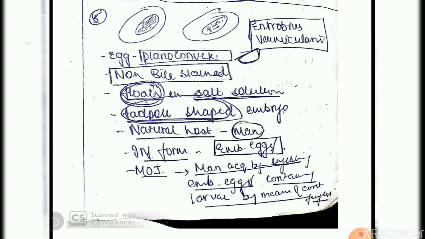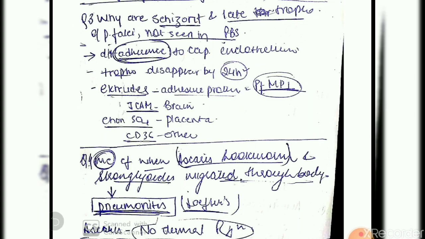After this, a microscopic picture which is giving you a plano-convex image, definitely the diagnosis is Enterobius vermicularis. It is non-bile stained, it floats on salt solution, and the infective form is embryonated eggs. The next question we have is why in falciparum you do not see the schizonts in the late stage? The reason for this is the adherence, right? The next important question is in Strongyloides, which is the most common feature. So you should know that Strongyloides has a pulmonary phase, so the most common feature will be pneumonitis.